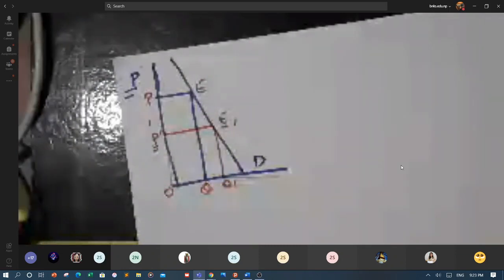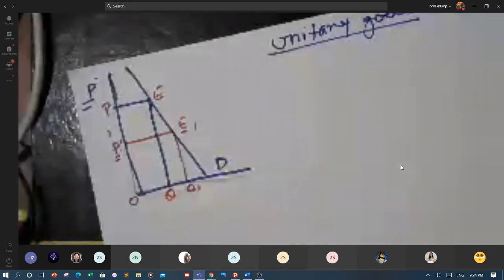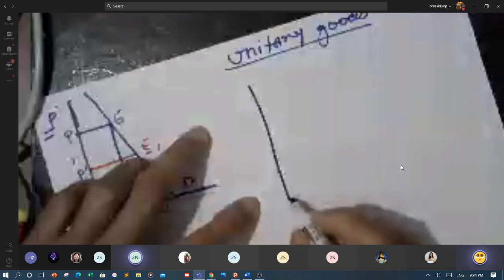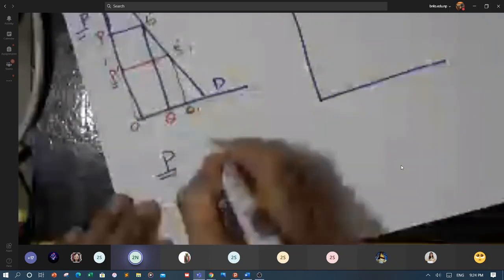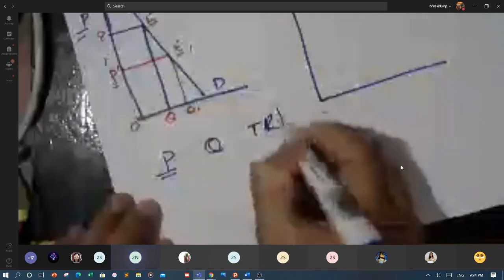Now the third condition, for unitary elasticity. For goods with unitary price elasticity of demand, with the change in the price, what will happen to the total revenue? No change. It will remain the same. Okay, let me do price, quantity, total revenue or total expenditure.